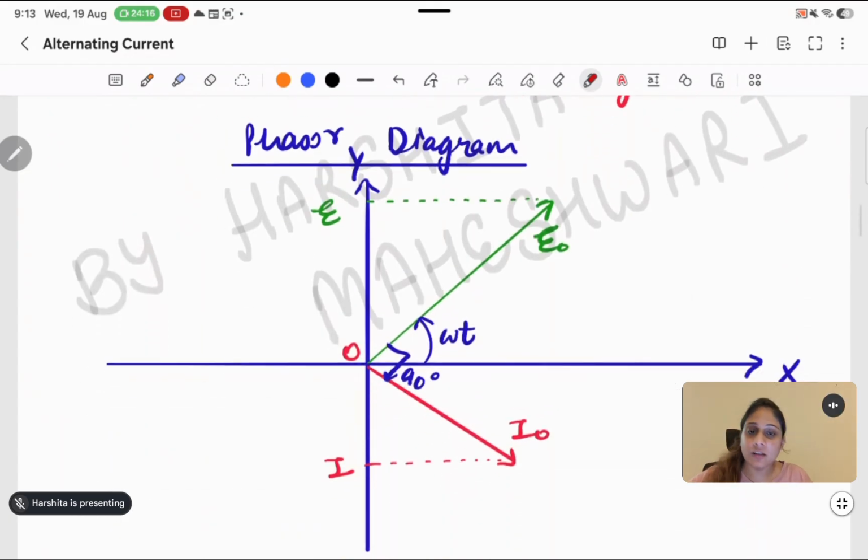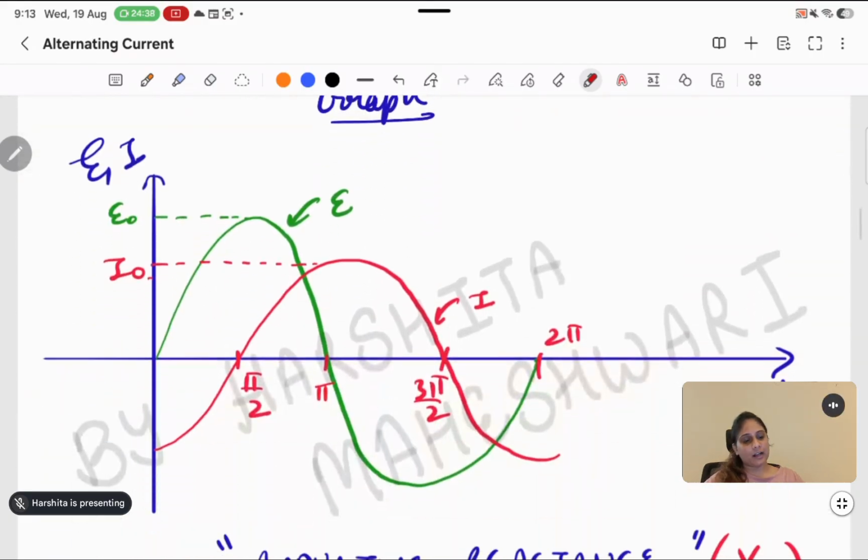Now we can make the phasor. First of all, we will put just E at an angle omega t. Done. Now we have to lag the current by 90 degrees. So if my EMF is here, I have to back that thing by 90 degrees. And wherever I land after backing up by 90 degrees, that will be my value of current. So this is my I naught. Clear?